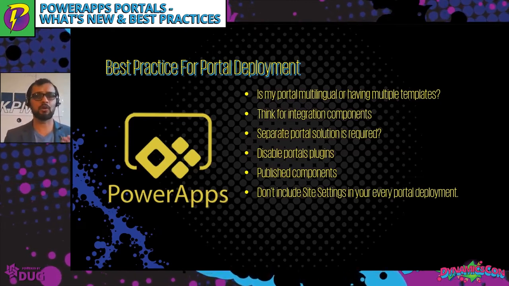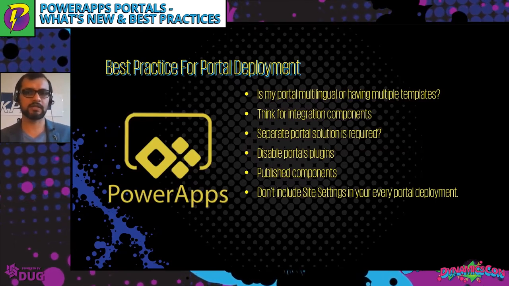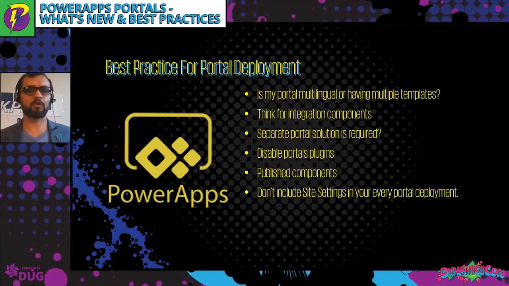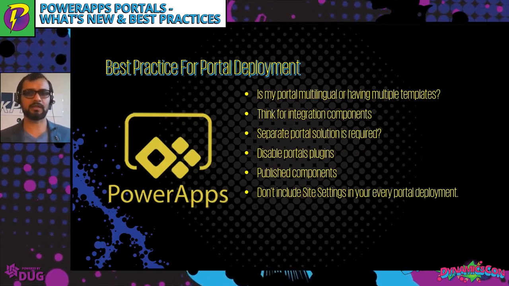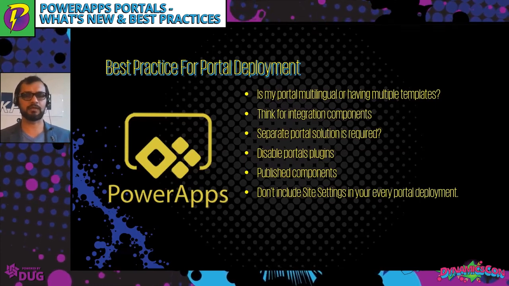You have to disable all of your ADX Studio Power Apps Portal out-of-box plugins before starting the deployment. Deploy only published components and don't include site settings in every portal deployment. You have to deploy it the first time and then make configuration changes accordingly. So don't try to overwrite in each and every deployment.